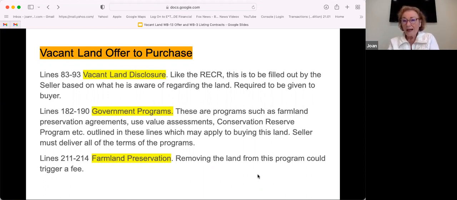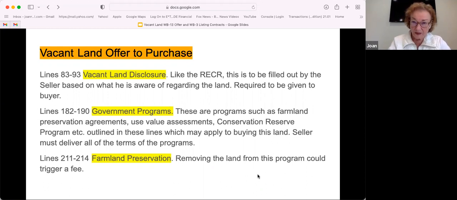So the buyer and you, the buyer's agent, have to be familiar that there are programs such as farmland preservation agreements, use value assessments, and the big one, the Conservation Reserve Program, referred to as the CRP. Those are going to be outlined in these lines, which may apply to buying this land. The seller must deliver all the terms of the program, especially if it's in a CRP, so that the buyer can make a judgment whether they want to purchase or not.